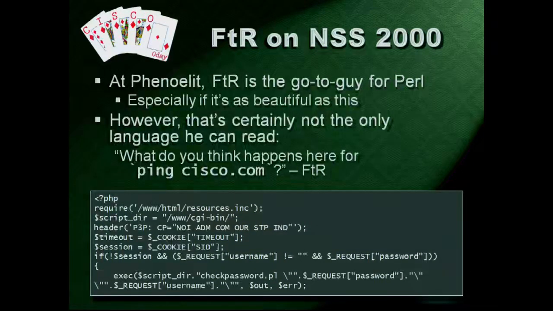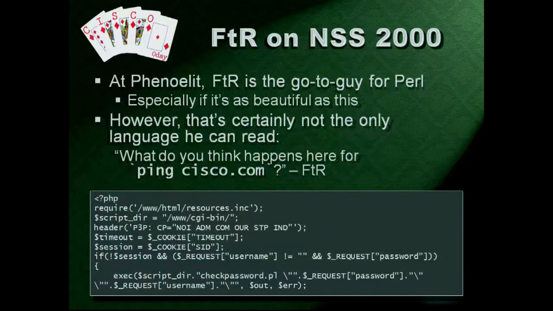FTR looks at the Perl code, sends me an email and says, the Perl code was funny, but did you look at the initial PHP file? Where you get code execution by the password? Like the wrong password? Like your wrong password actually gets executed on the shell.